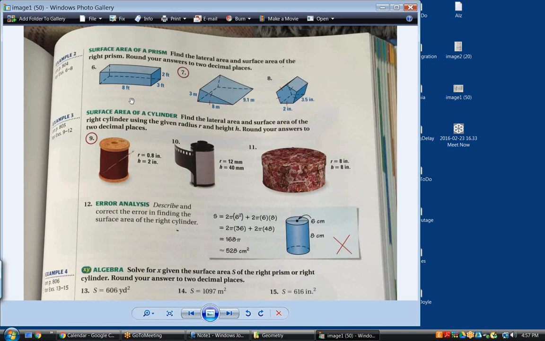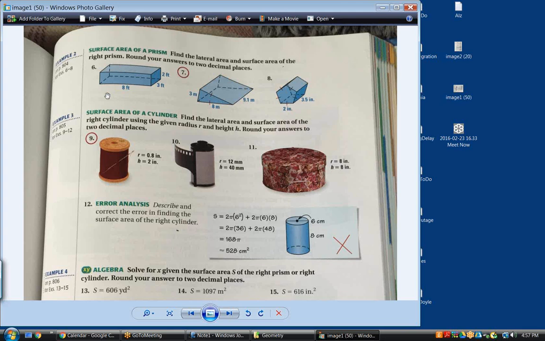Let's go through your homework. It's number 6, a prism. That was pretty easy, I think. Okay. Tell me how you're going to do number 6. How are we going to find, first of all, is it a prism?